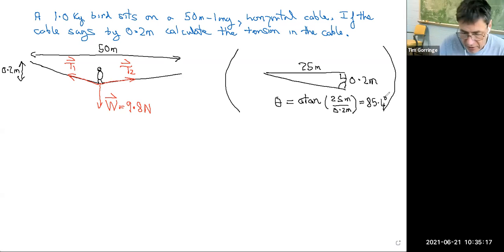So it's nearly 90 degrees, but not quite 90 degrees. Anyway, that's a useful bit of trigonometry for us as we solve the problem. Now I'm going to go on to really solve the problem.